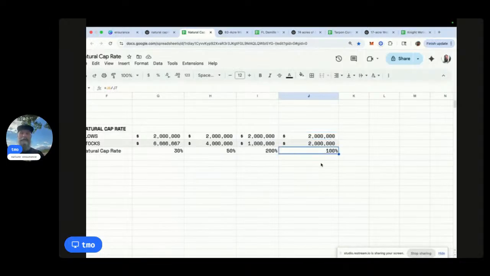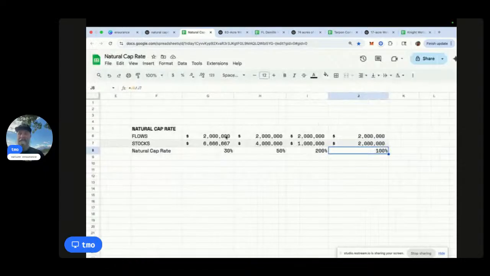That's the threshold. Anything under 100% is probably more of an anthropocentric, human-based deal. It leans toward that probably should be an apartment building, maybe food, maybe timberland. The ecosystem value, the ecological value, the natural capital value is not high enough to justify the real asset cost. That's really what it comes down to. That's the example here: the flows of natural capital are $2 million a year, the cost of the deal is $6.6 million. Natural cap rate below 100%.